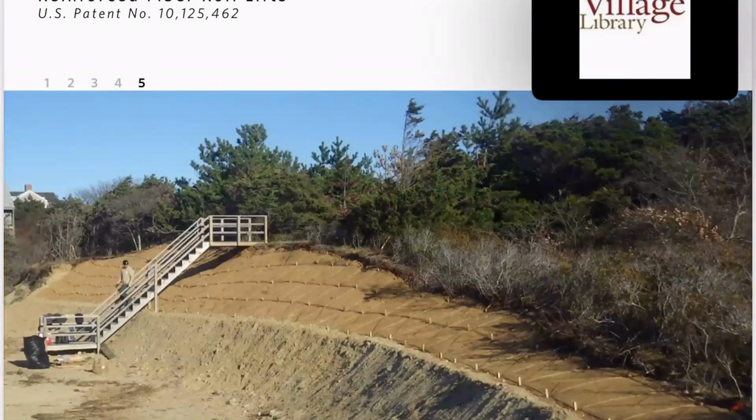So you can see the stairway is a good reference point here. So the fiber rolls are just underneath the sand at the bottom of the image. And then the erosion control blankets with the seed underneath, which will be planted shortly thereafter.